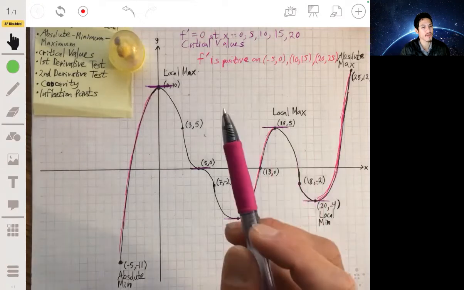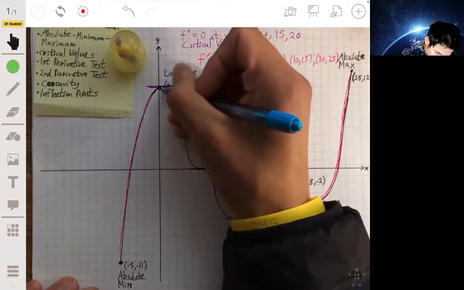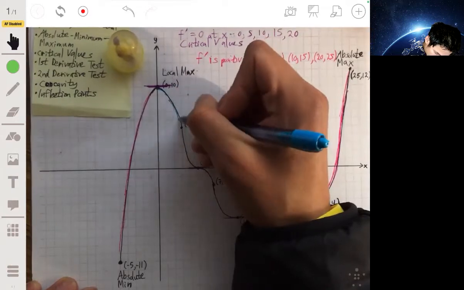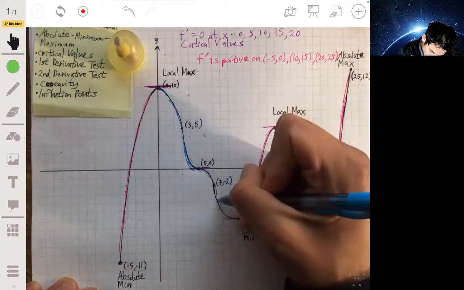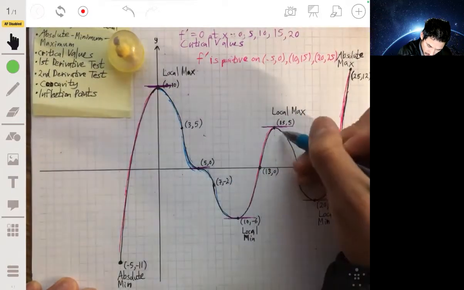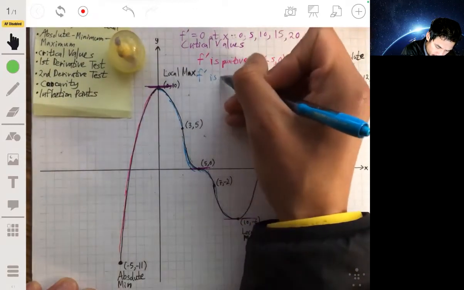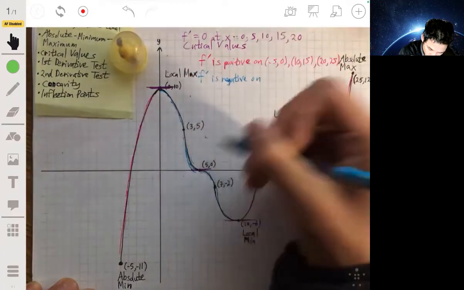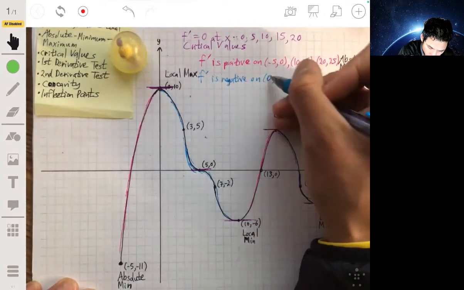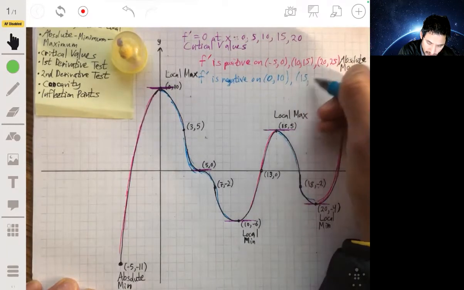So we want to see where the first derivative is positive, and then we also want to see where it's negative, because you can see that between here, we're going down this path, the function is decreasing. I'm not going to trace that perfectly, but all right. It's decreasing, it's negative here, and the function is decreasing. So the first derivative is negative on those intervals. So it's negative on 0 to 10, and then from 15 to 20. So that's what the first derivative test is telling you.